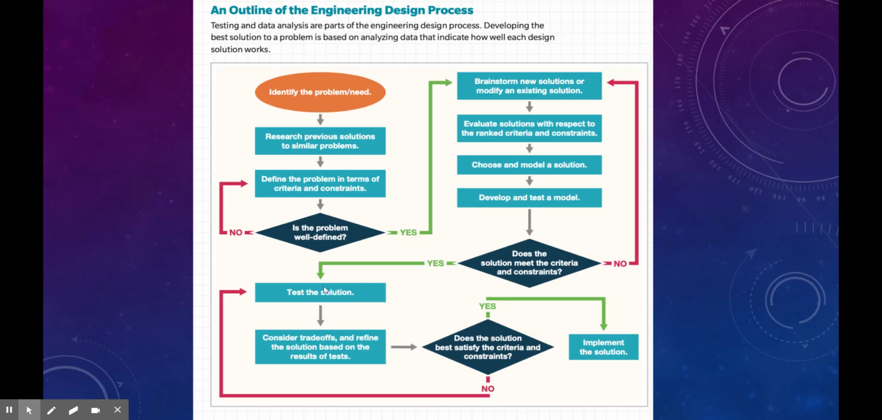So you would build your model or your test. You would consider any trade-offs and refine the solution based on the results of these tests. Does the solution best satisfy the criteria and the constraints? If it's yes, that's your solution. If it's not, go back and test it again and optimize it.